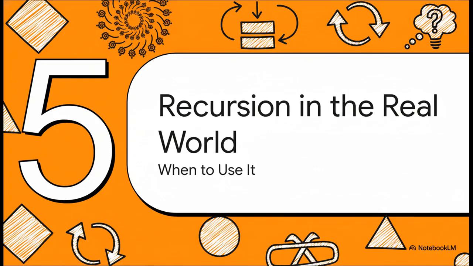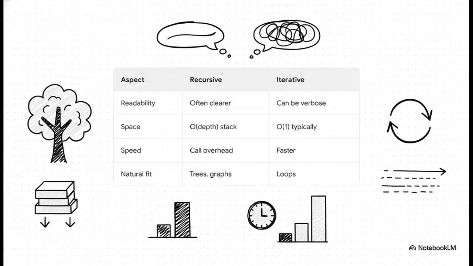So, with all that in mind, how do we decide when to actually use it in the real world? This is a huge question, and it's something that comes up all the time in coding interviews. This table is a pretty good cheat sheet. Look, for problems that have a naturally recursive structure, like file systems or family trees, or any kind of tree data structure, recursion often leads to code that's way cleaner and easier to read. But for something simple, like just counting from 1 to 10, a simple loop, what we call iteration, is almost always going to be faster and use less memory.